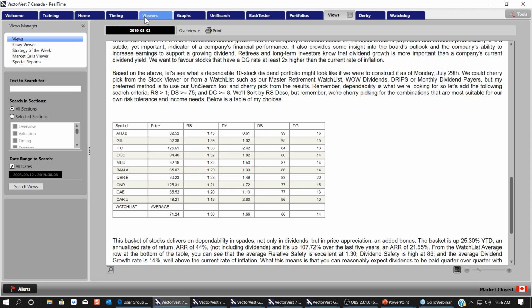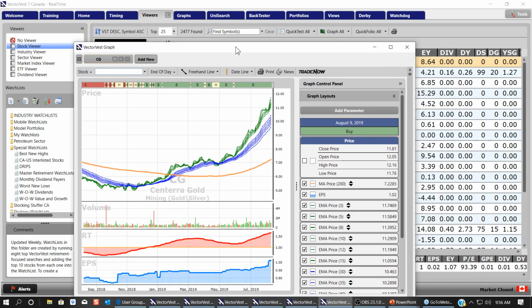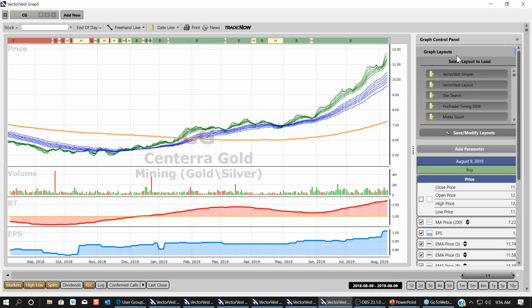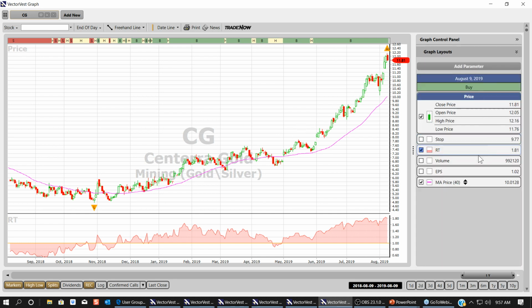So let's just go here to the Viewers tab, and I'll click on Graph All. And I'm just going to start with the default layout. So there is the default layout. We have price in the upper portion of the graph going across there, and then we have the RT in the subgraph. And we have a moving average of 40 on price as well. And I do tend to keep the buy, sell, hold recommendations across the top. You certainly don't need to, but I find them very helpful.